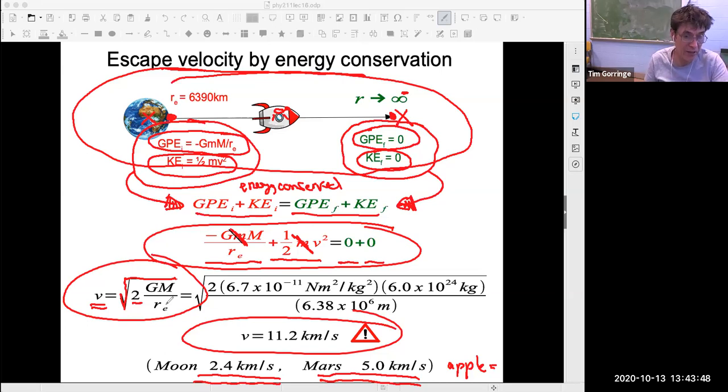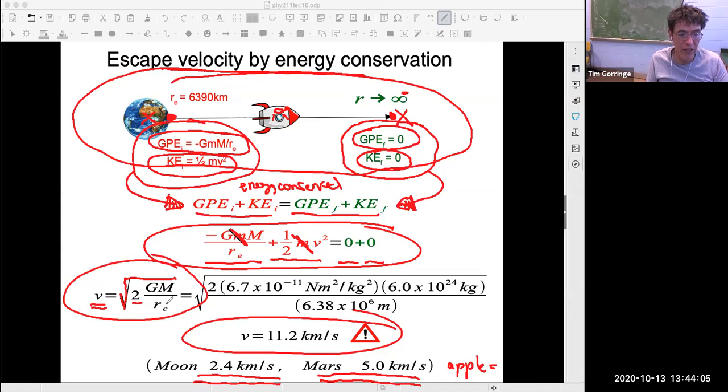If you had less than that escape velocity, well, you try and escape and you can't make it, you're going to get pulled back in. So the escape velocity is a single number that if you exceed, you break free. And if you don't exceed, you get trapped.